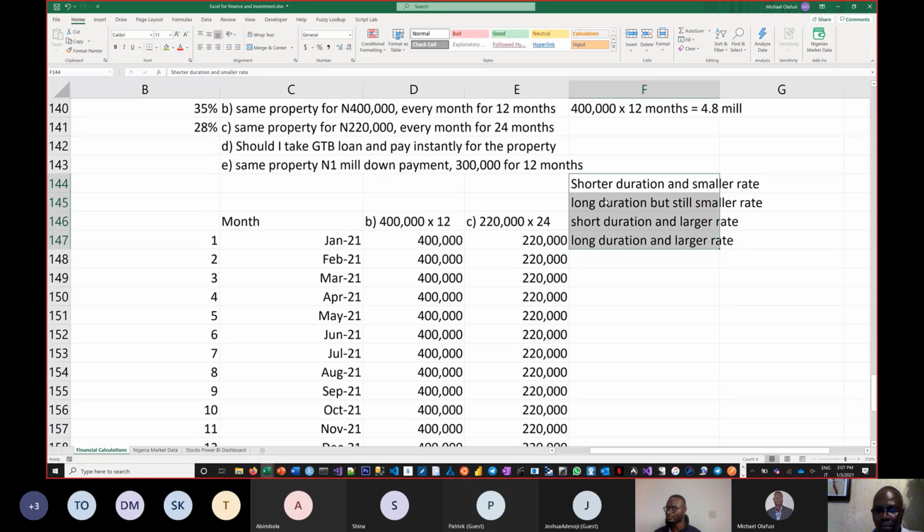Just understand that when it comes to comparing your options, it's good you are aware of all of these ways of coming to a standardized way of comparing the options you have. So thank you very, very much.